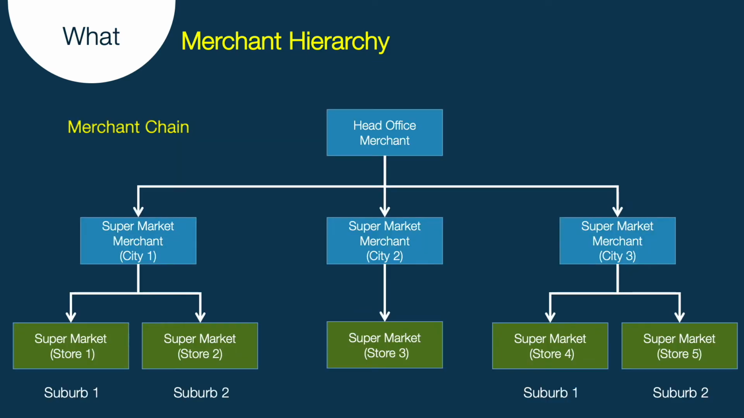So this particular slide contains an example of a typical merchant chain, where the supermarket has stores in multiple cities and has about five storefronts overall in all the three cities. So each city can be treated as one single merchant, and all these merchants would report to a head office merchant.